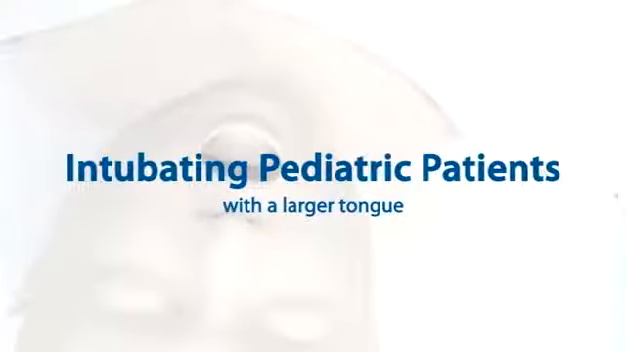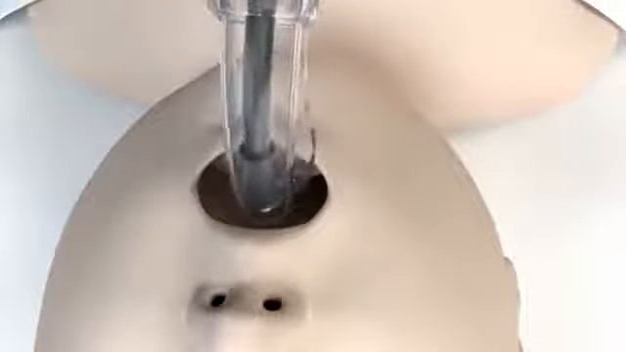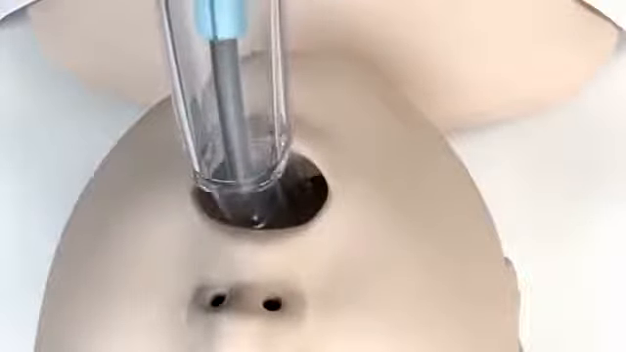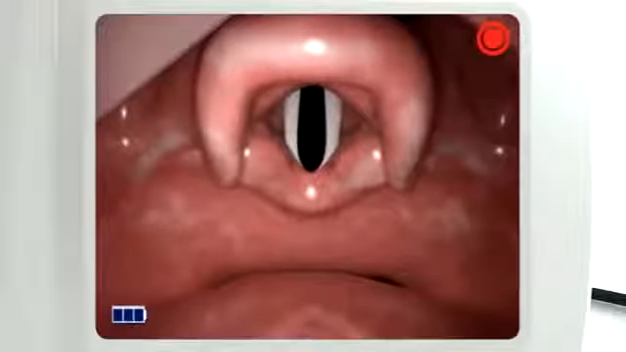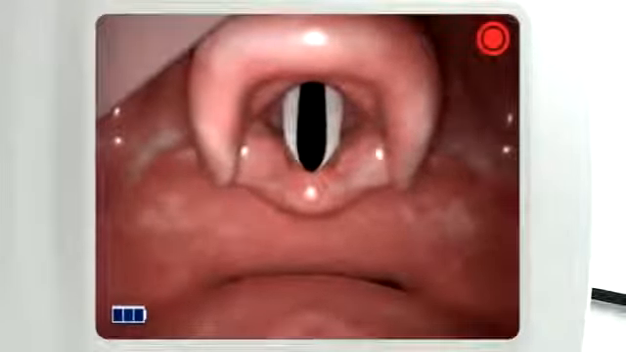In the pediatric patient with a larger tongue, where you are having difficulty placing the GlideScope videolaryngoscope midline, you may want to turn the GlideScope and enter the mouth at a perpendicular angle, without sweeping the tongue. Once you get around the base of the tongue, turn the GlideScope back to its original 12 o'clock position, then look at the screen to obtain the best glottic view.